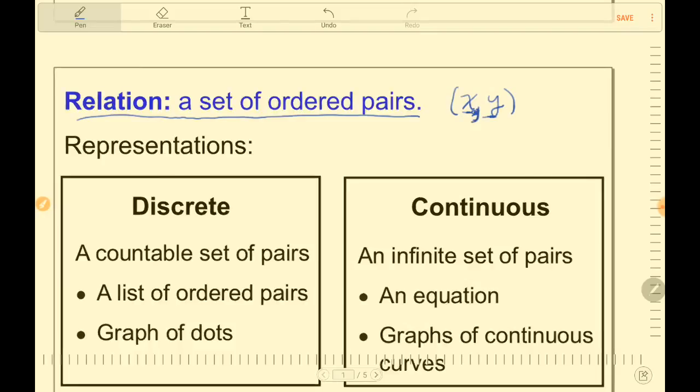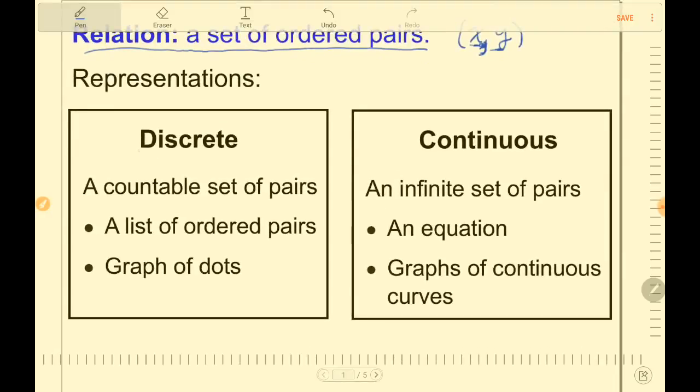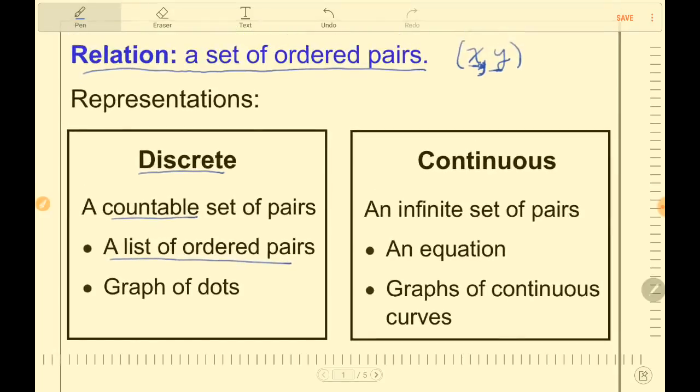You can have a relation that is discrete, which means it is a countable set. Like it could be a finite set of pairs that you can just list and count, and there's only a few points. It could be countable and infinite, meaning that there are gaps in between pairs. So you can have a list of ordered pairs. You can have a relation represented as a graph of dots on an xy plane, for instance.